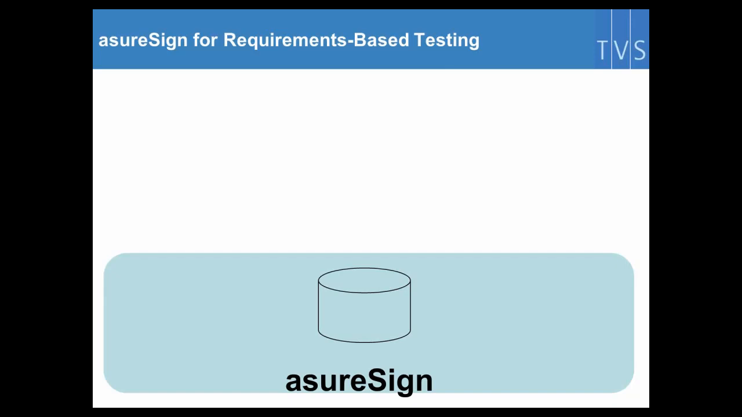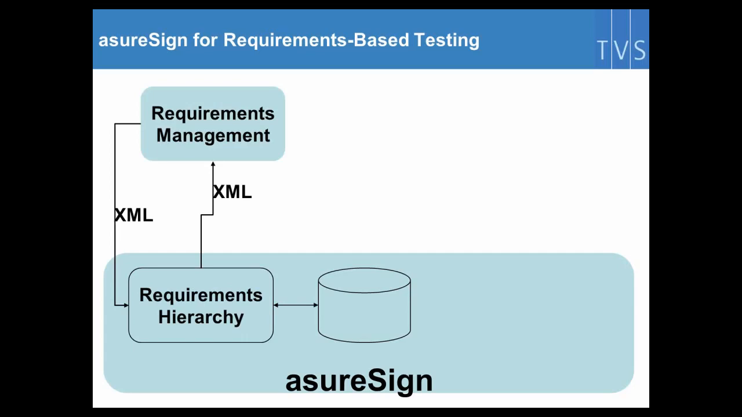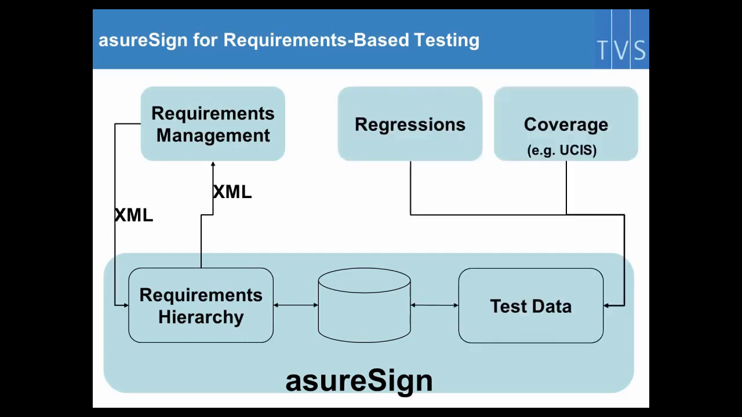In summary, at the heart of asureSign is an SQL database that allows us to store a requirements hierarchy and also allows us to store test data. Because they're stored in the same database, we're able to perform a bidirectional mapping between requirements and test data, allowing us to perform requirements-based testing.